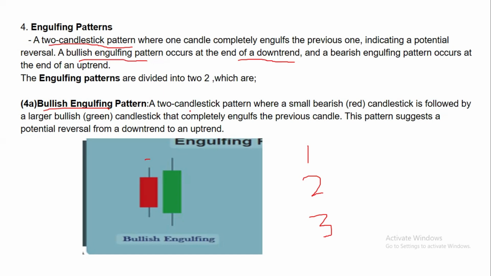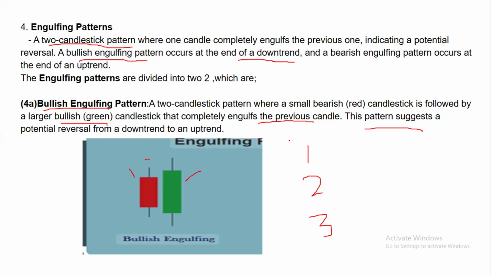As I said earlier, it is a two candlestick pattern where the small bearish one, that is the red one, you can see it in the picture here. The small bearish candle, that is the red candle, is followed by the larger bullish candle. This is the larger bullish candle, and it completely engulfs the previous one. It completely engulfs above the previous candle, right? So this pattern suggests a potential reversal to the uptrend.